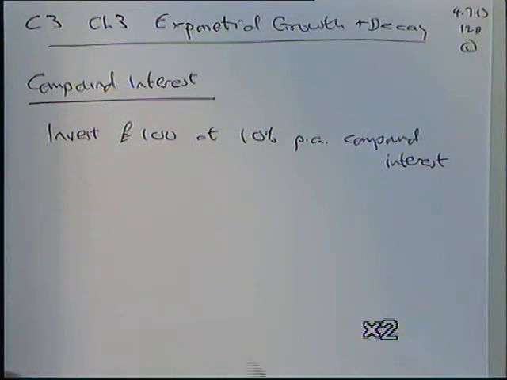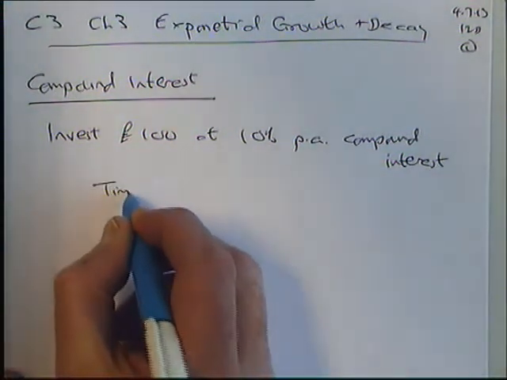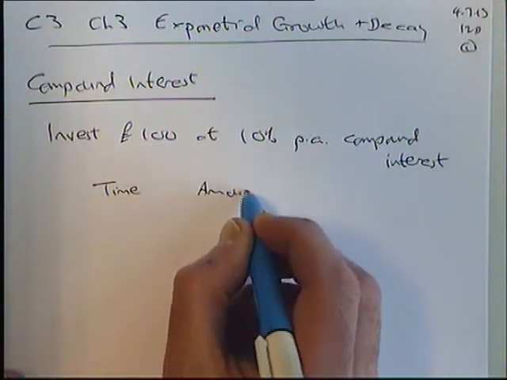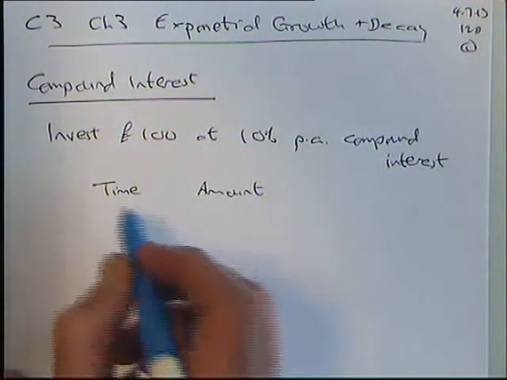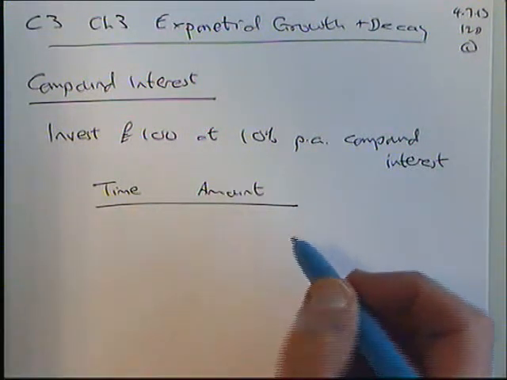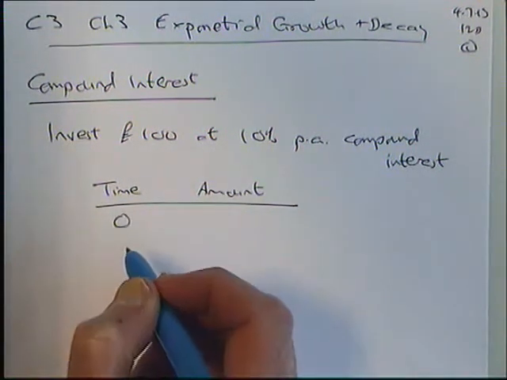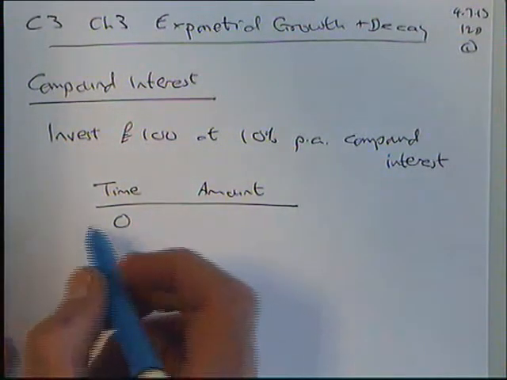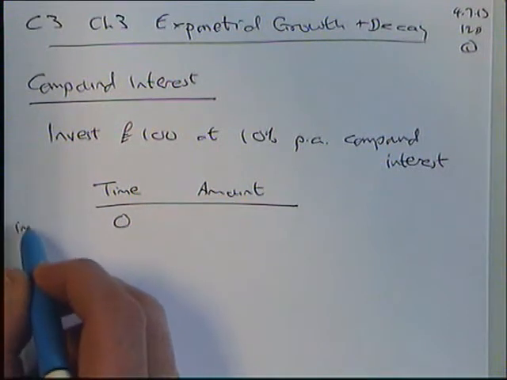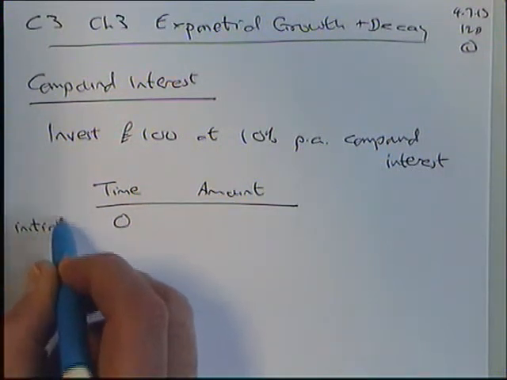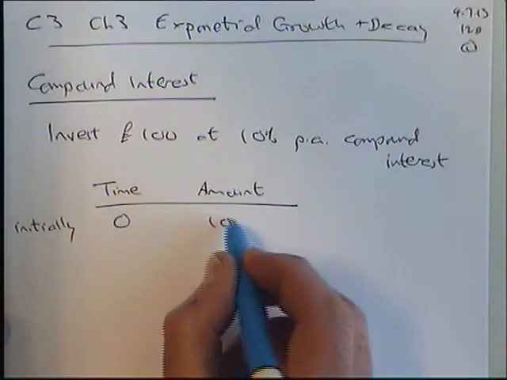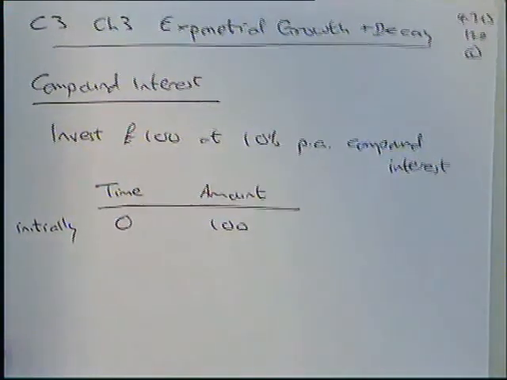Then I'm just going to draw up a little table. We're going to have time periods and we're going to have amounts of money. At the start, we'll call our time period time 0. So at the very start, and that'll be common to what we're doing in this chapter if we're doing things with time, so this is like the initial period in time. Initially, when time is 0, we have £100.